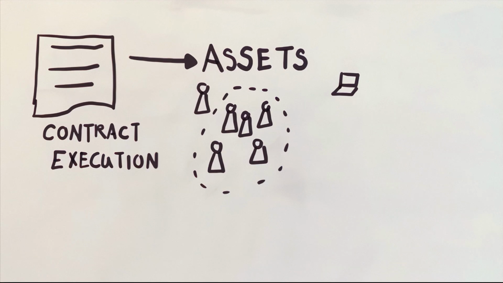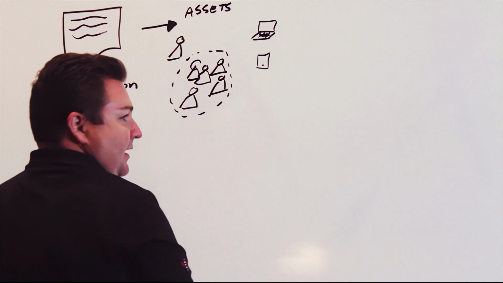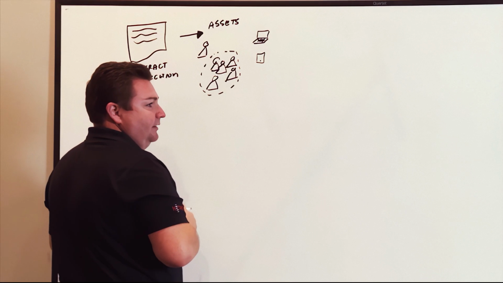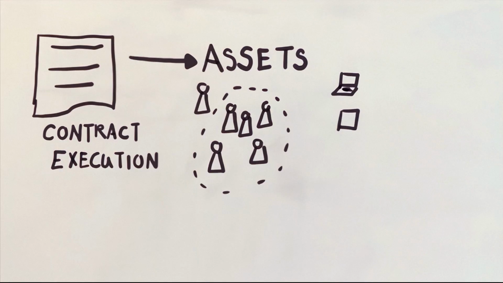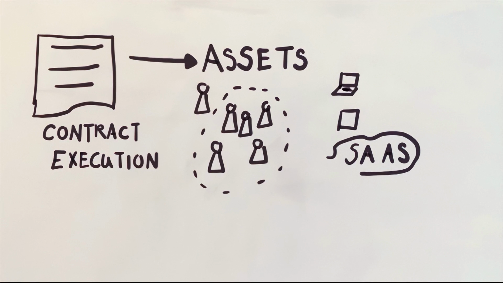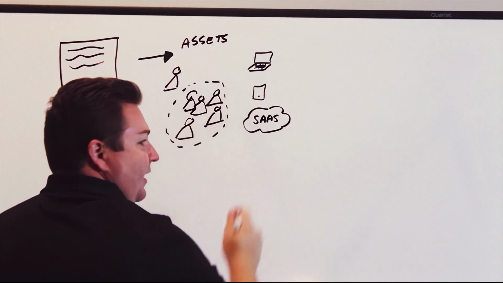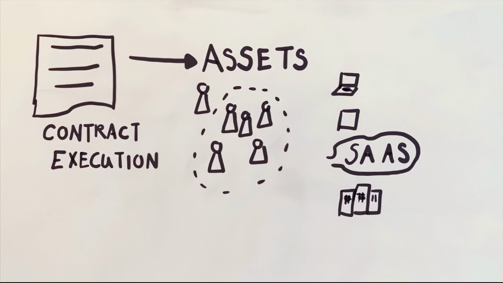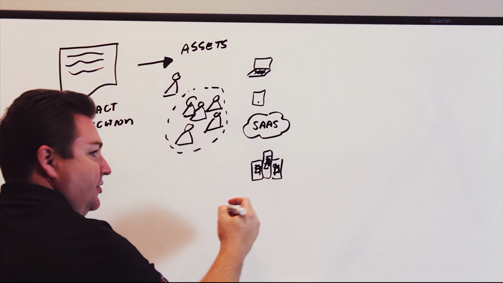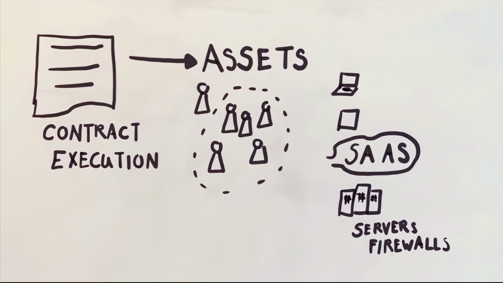right? So then we've got desktops, laptops. You may have mobile. There could be an MDM, a mobile device management strategy around that. That's an asset that we might have to manage. And then you've got SaaS, right? Software as a service. In many cases, that's cloud-based. And then we've got data center assets. So the various data center assets, servers, firewalls, those types of devices.